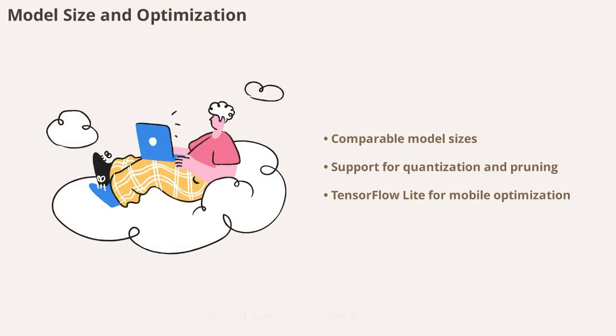When it comes to model size, both frameworks are comparable when using similar architectures. They both support quantization and pruning, which help reduce model size and improve efficiency. TensorFlow Lite offers advanced optimization for mobile devices, making it a strong choice for edge deployment.